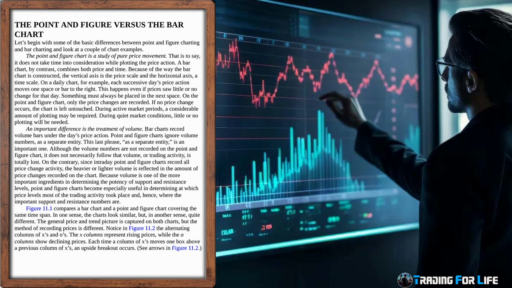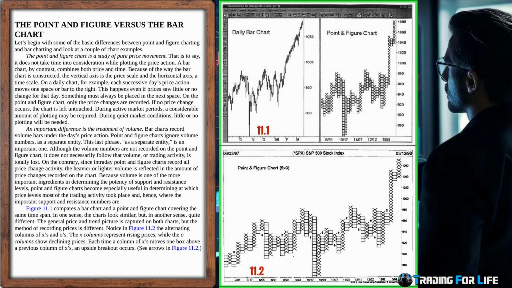Because volume is one of the more important ingredients in determining the potency of support and resistance levels, point and figure charts become especially useful in determining at which price levels most of the trading activity took place, and hence where the important support and resistance numbers are. Figure 11.1 compares a bar chart and a point and figure chart covering the same time span. In one sense, the charts look similar, but in another sense, quite different. The general price and trend picture is captured on both charts, but the method of recording prices is different.